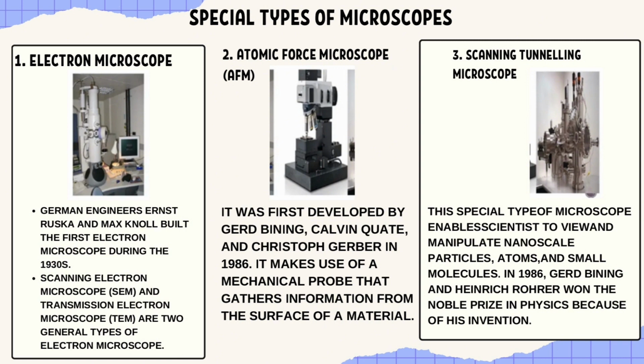Sa SEM, it focuses a beam of electrons. Yung beam of electrons, it refers to a stream or focused path of electrons moving in a specific direction. Then, it scans the surface of a specimen and the resulting signals, such as secondary electrons, are used to create a detailed 3D image of the specimen surface. So yung SEM is particularly ginagamit siya for studying the morphology and the surface features of samples.